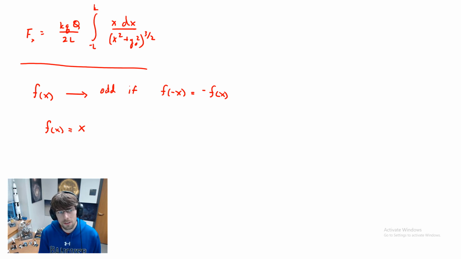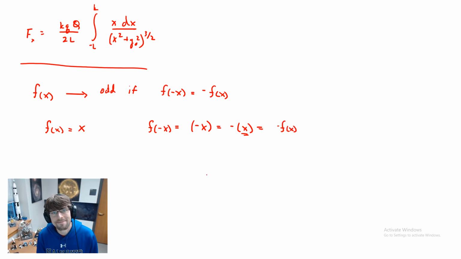You notice that if f of x is equal to x, then if I do f of negative x, that would be equal to negative x, which is equal to negative, pulling the negative sign out of the parentheses, f of x. Now you could check that with, say, x cubed. If f of x is x cubed, that means f of negative x is equal to negative x to the third, which is equal to negative 1 to the third times x to the third, which is equal to negative f of x.